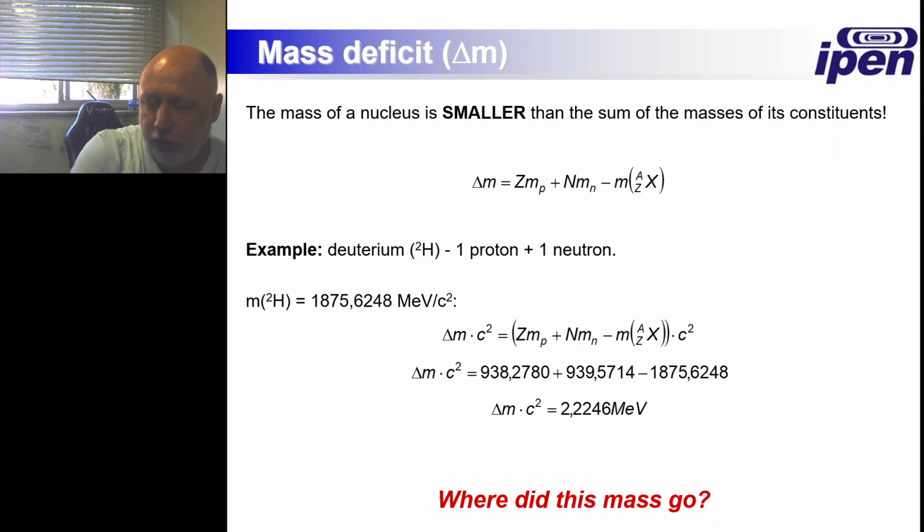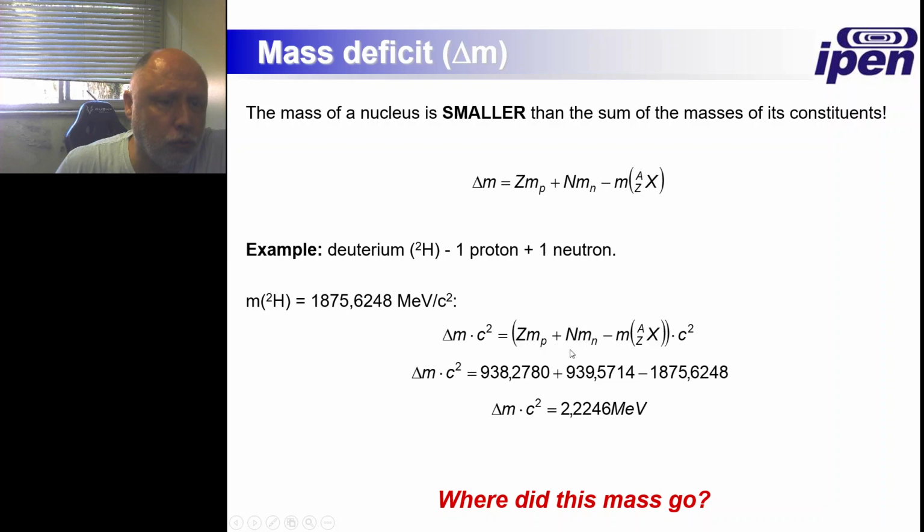Or let's take deuterium. Deuterium, if we look at 1 proton, 1 neutron. And here's the mass of deuterium. And then we put, okay, this is the mass of the proton times the atomic number, which is 1.